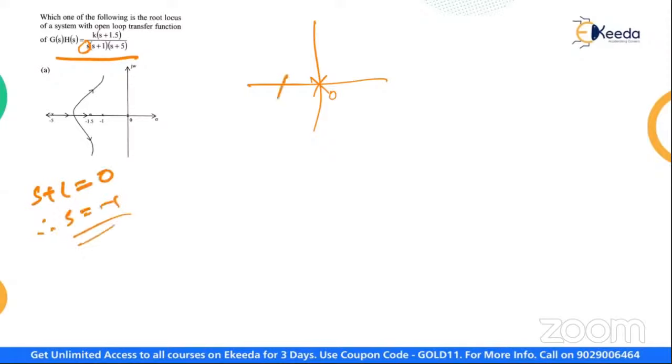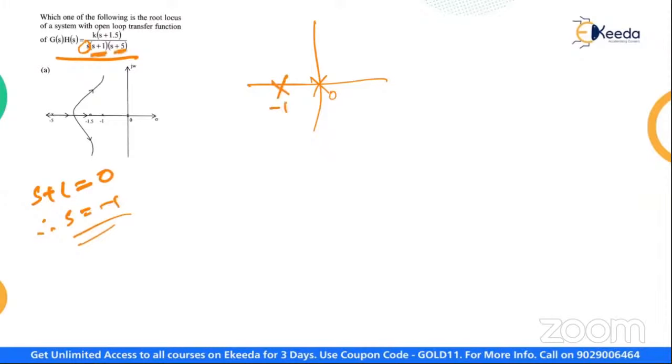What is the root locus? Let us see that. First of all, let us write down the locations of the poles. The first pole is at the origin, which is s equal to 0. Correct or not? Then next is s plus 1 equal to 0, which means s equal to minus 1. For example, it is here. So you have got the second pole also.